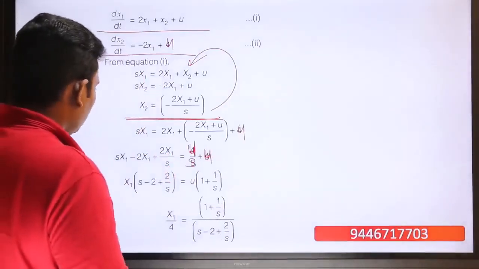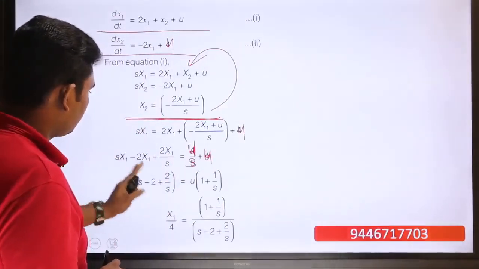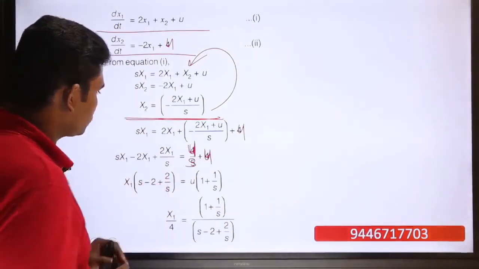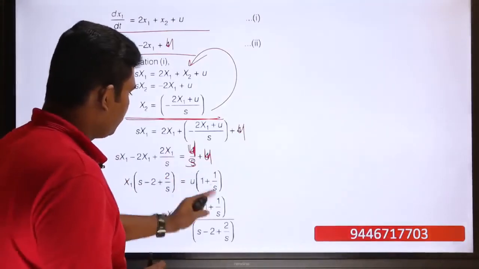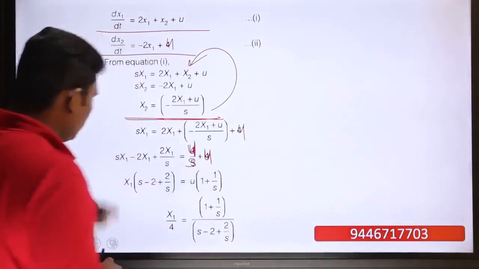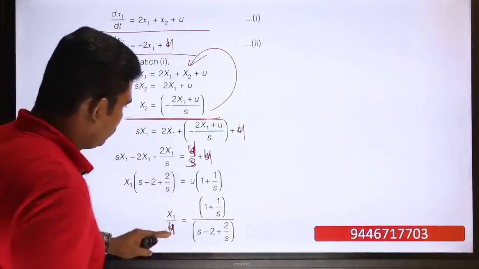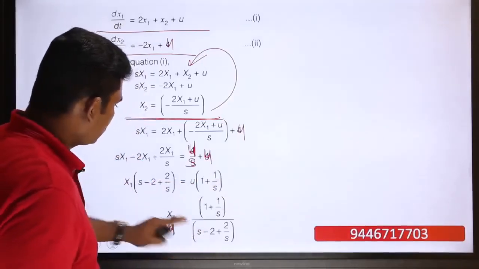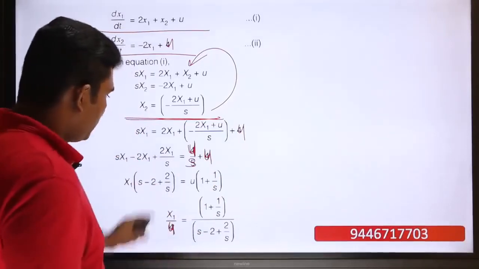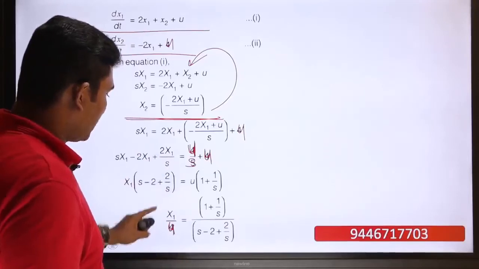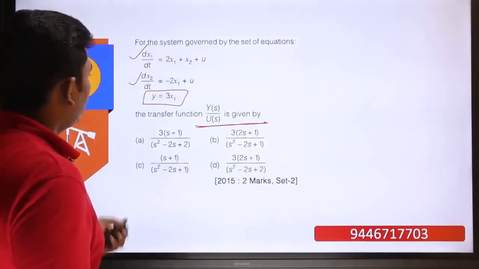Okay, so here on the left hand side you can take x1 as common, so it becomes s minus 2 plus 2 divided by s. On the right hand side you can take u as common, so it becomes 1 plus 1 by s. So then what is x1 divided by u? x1 divided by u becomes equal to 1 plus 1 by s divided by s minus 2 plus 2 by s. So we have got the expression in the form of x1 divided by u.